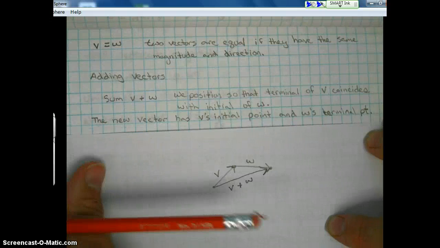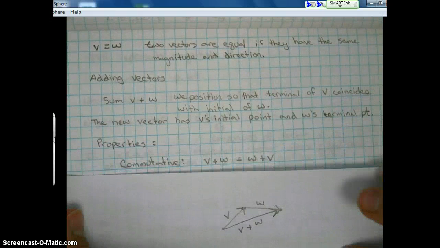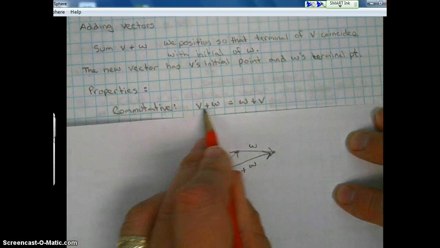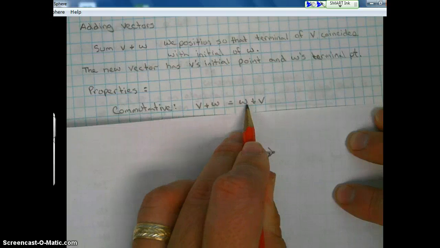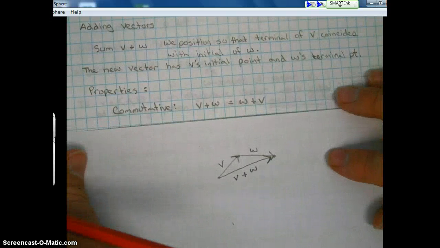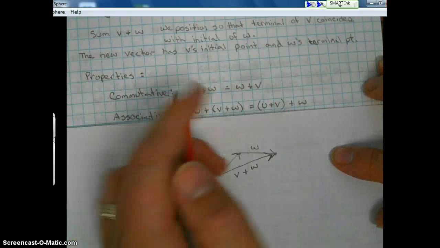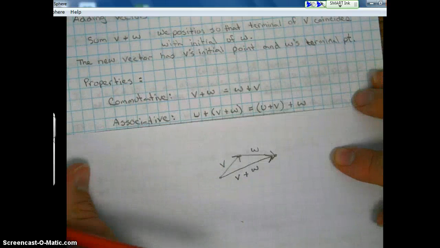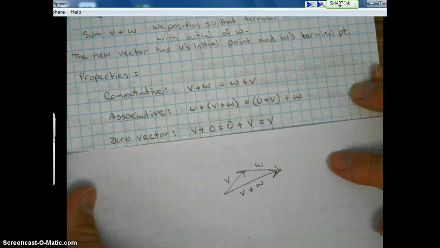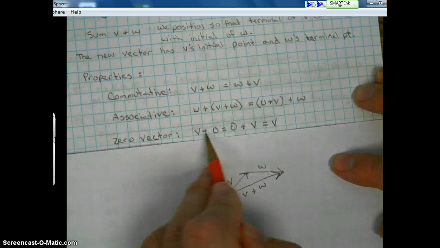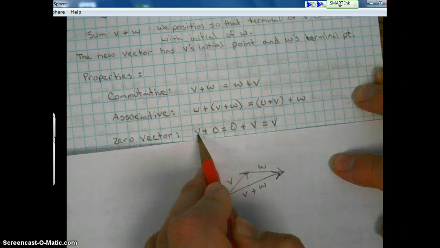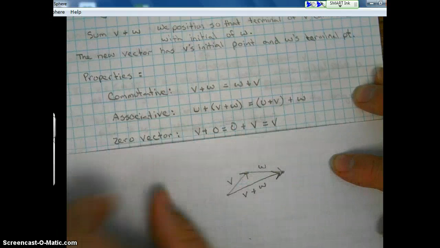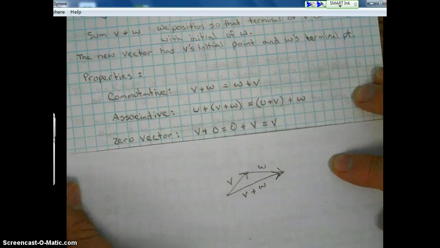Let's take a look at some properties. First, they are commutative, so vector v plus vector w is equal to vector w plus vector v. It's associative, so they can change positions and still be equal when adding. Zero vector: if you add 0 to a vector, v plus 0 is equal to 0 plus v, which is equal to v, so it does not change the vector.